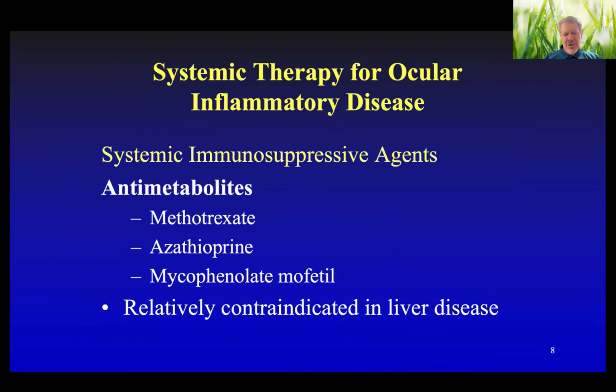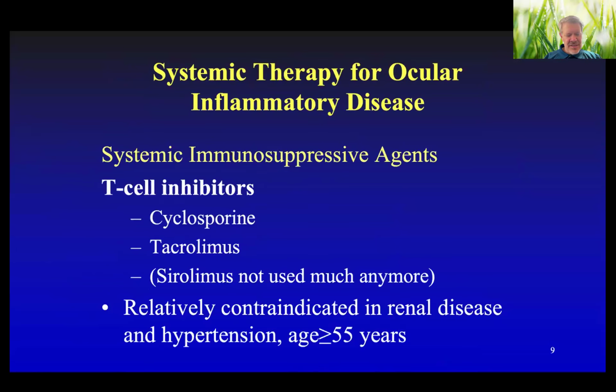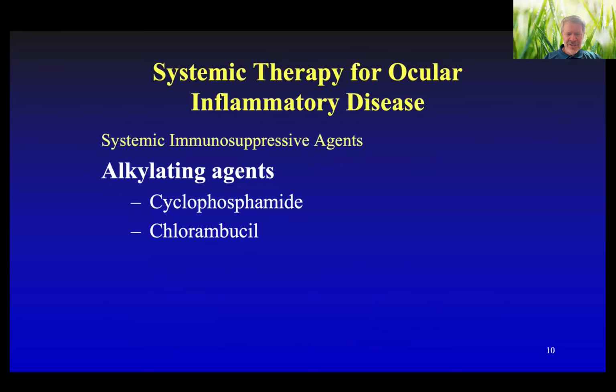The antimetabolites are relatively contraindicated in liver disease, and the calcineurin inhibitors are relatively contraindicated in renal disease and hypertension, and also with age of 55 years or more, that we found in SITE had triple the chance of stopping the drug. And then alkylating agents we'll talk more about shortly.